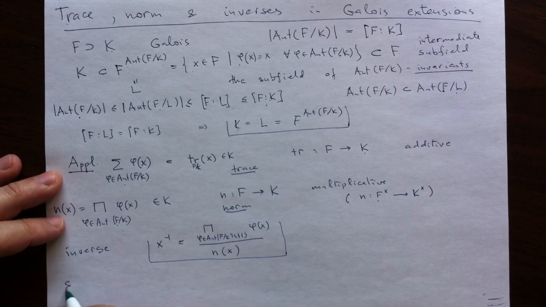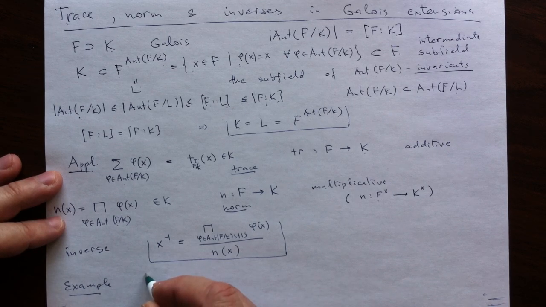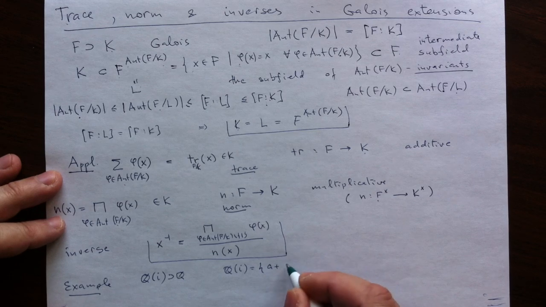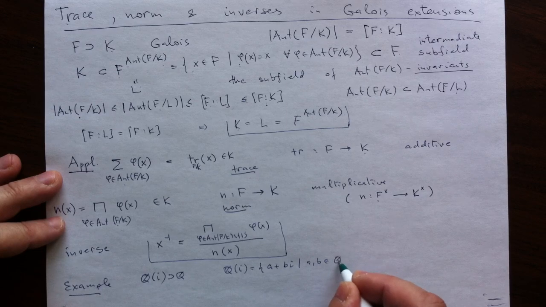So let me illustrate it in the simplest possible example first. Let me take, say, as F the Gaussian rationals. So I'm looking at this extension. I'm interested in finding inverses to elements. What are elements? Well, of course, they are just pairs of rational numbers. So finding the inverse is supposed to give us an expression like that.